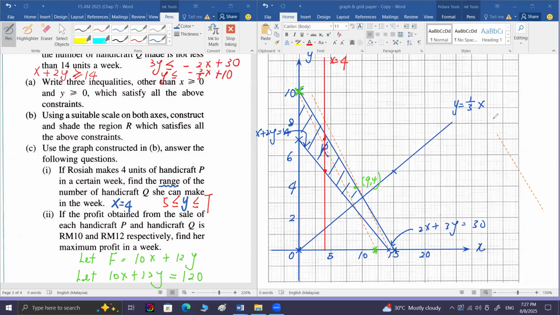So now, from the graph, we explain the maximum profit. That is 10 times 9, plus 12 times 4. 90 plus 48, yeah, 138. Okay. So, you know why I choose 9, 4? Because like I said, X and Y represent the number of handicraft, so it should be a whole number.